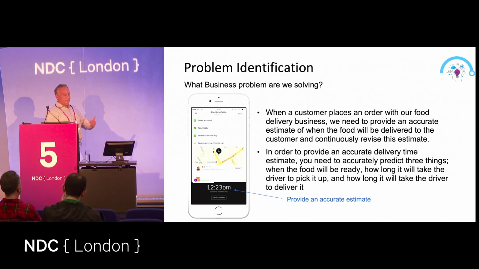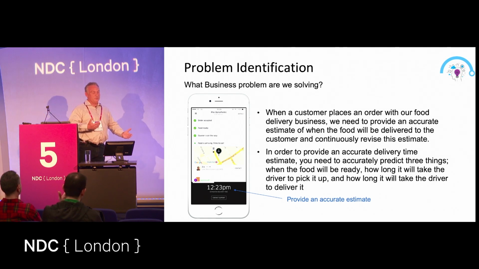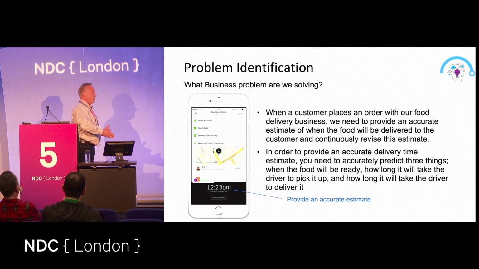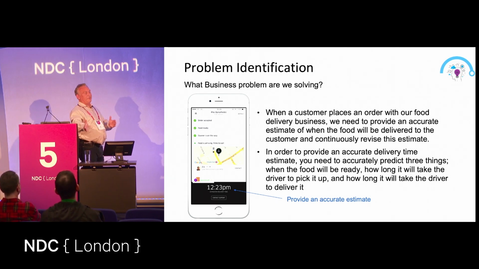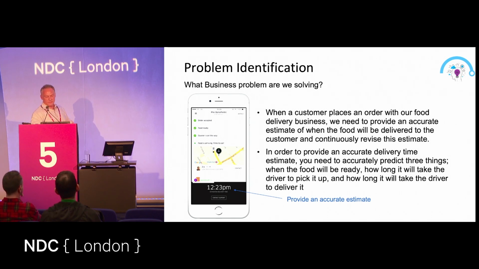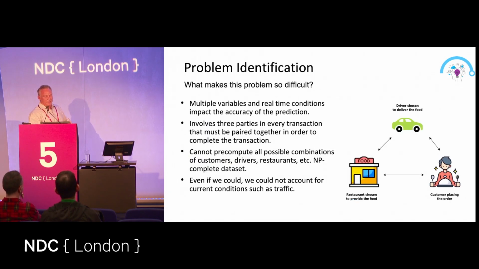But in order to do that, you have to predict 3 things accurately. It's broken down to when the food's going to be ready, when the restaurant's done preparing it, how long it's going to take the driver to go over to that restaurant, pick it up, and then transit back from wherever he picked it up to wherever my address is, right? So those are 3 different things we have to do. Well, this is a hard problem, right? It cannot be solved.